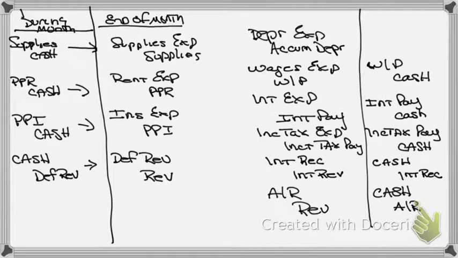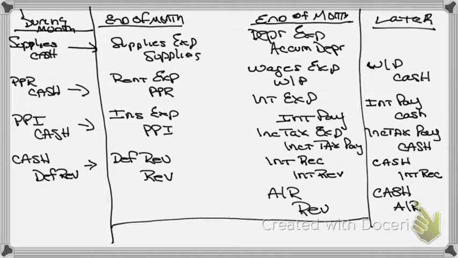So, again, this is what we would do at the end of the month to recognize that we need to do something. We need to record depreciation. We need to record wages, interest, income taxes, interest receivable or accounts receivable for revenue. And then later, the cash would be received or the cash would be paid. We don't care when necessarily from the book standpoint, but what's in between these two lines have to be done in order for our financial statements to be accurate.